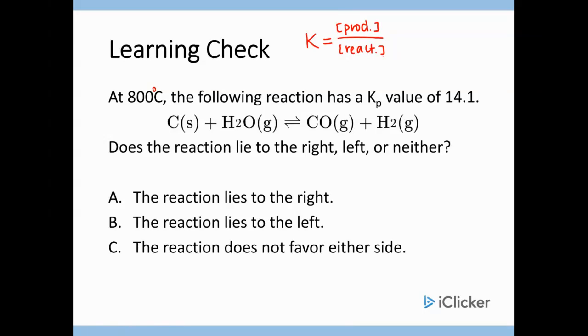Is K greater than 1 or less than 1 or equal to 1? It's greater than 1. So that means we have more products at equilibrium because that is the numerator of K. So that means the reaction lies to the side with the products, which in the chemical reaction here is the right side. So reaction lies to the right.